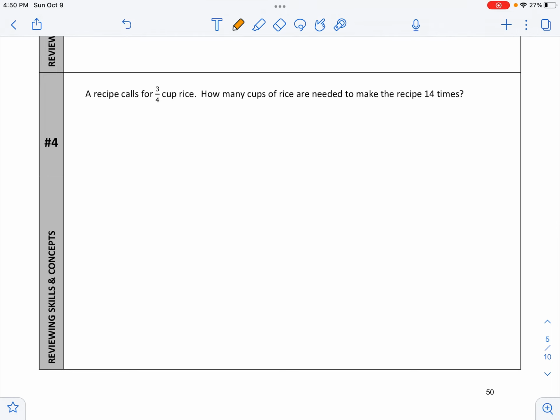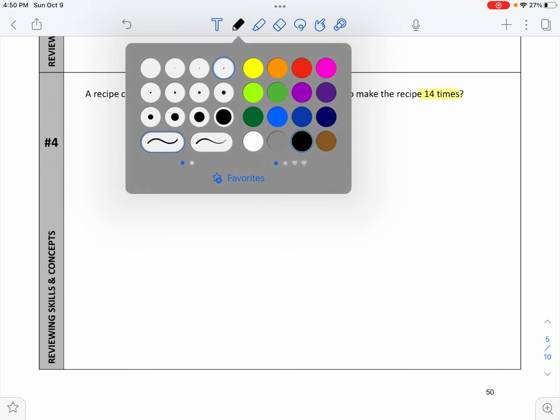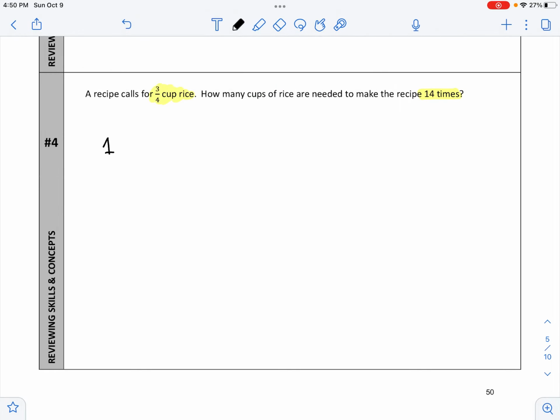Let's take a quick look at question 4. A recipe calls for 3/4 cup of rice. How many cups of rice are needed to make the recipe 14 times? I know that to make the recipe 1 time, I need 3/4 cup of rice.